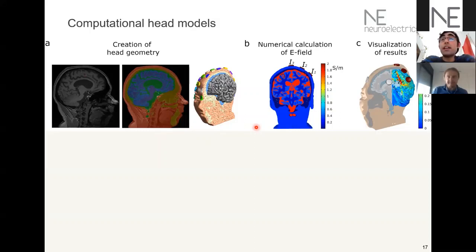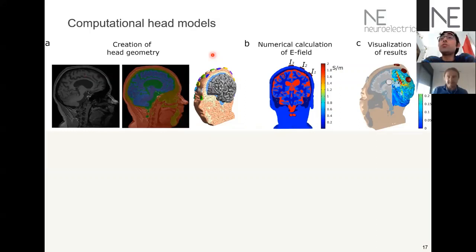Once you have your 3D head model, you will want to calculate the electric field in that head model. To do that, it's known from physics that you need to solve an equation called Laplace's equation. That equation looks fairly simple, but it's very hard to solve for a complex geometry like the head. So what we need to do is to use numerical methods to solve Laplace's equation. And usually in these studies, people use the finite element method, which is used in many applications and in particular in this one.